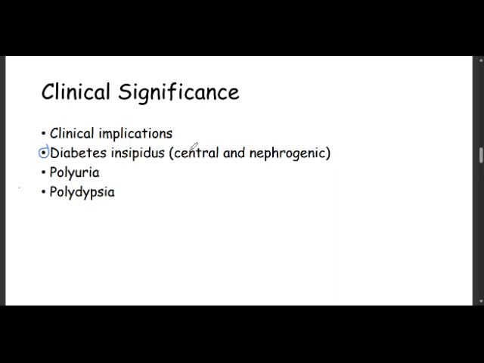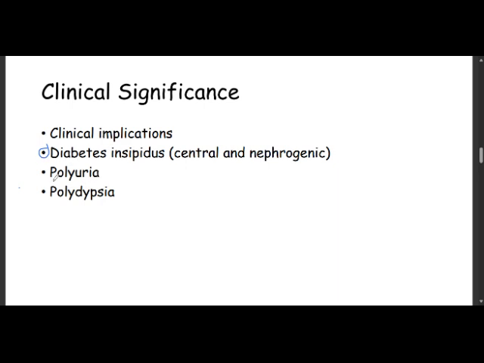So it can either be central, meaning that coming from the central nervous system, there is an issue with the nerves that cause release of the vasopressin, or it can be nephrogenic. That means the nephrons are not responding. The V2 receptors that we talked about are not responding to the vasopressin that is released. So therefore, you cannot really control your water levels very well. So that's just diabetes insipidus.